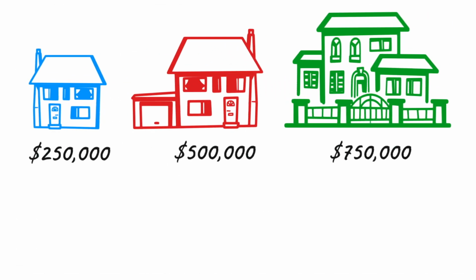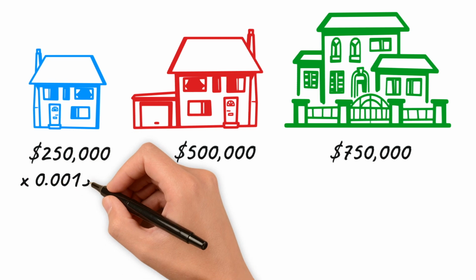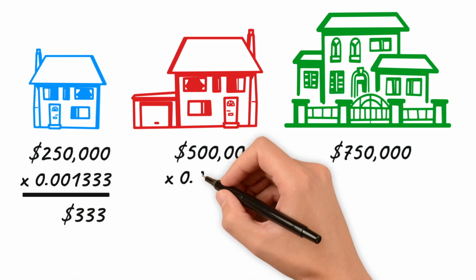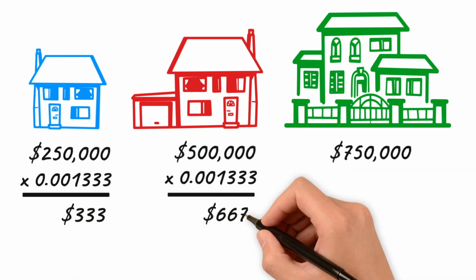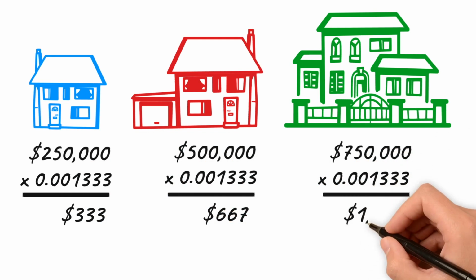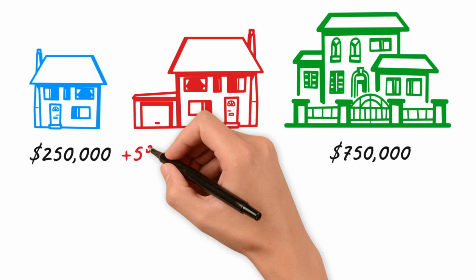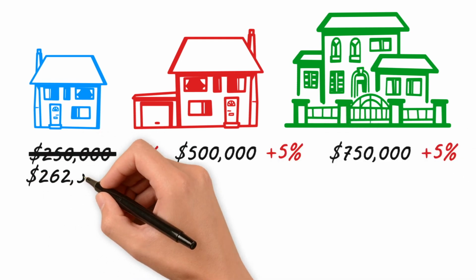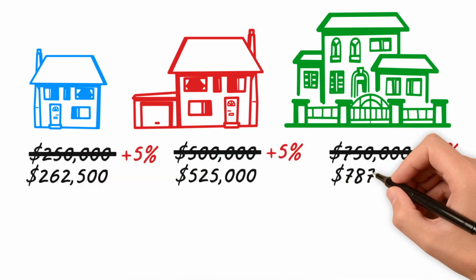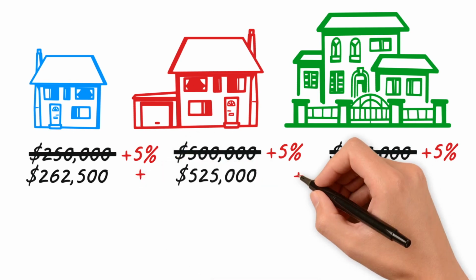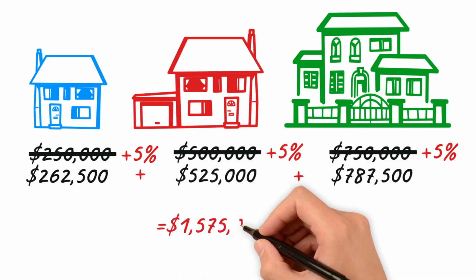To determine how much tax each home pays, we multiply the tax rate by the assessed value. In this example, the blue house would pay $333, the red home would pay $667, and the green home would pay $1,000. Now, suppose a year has gone by and all property values have increased by 5%. The cost of providing services has remained the same at $2,000.